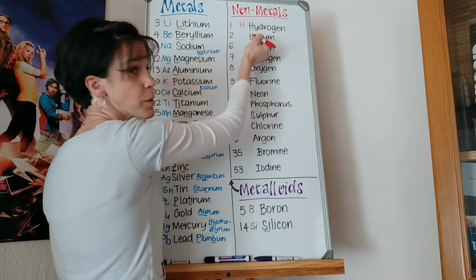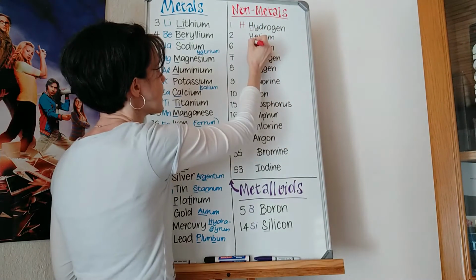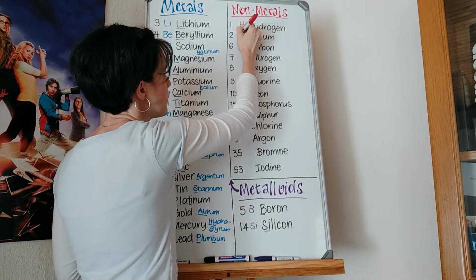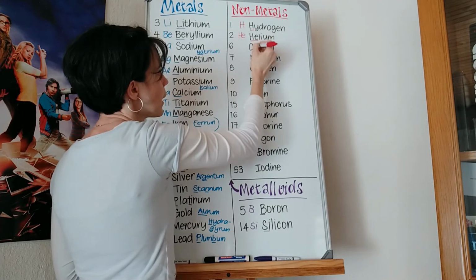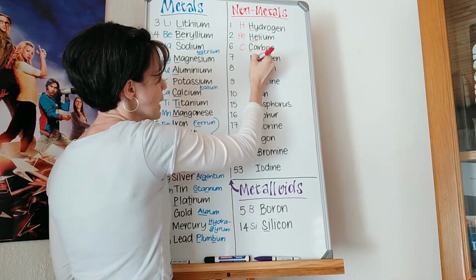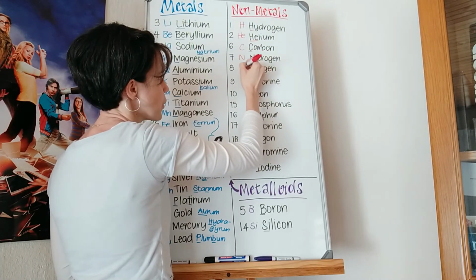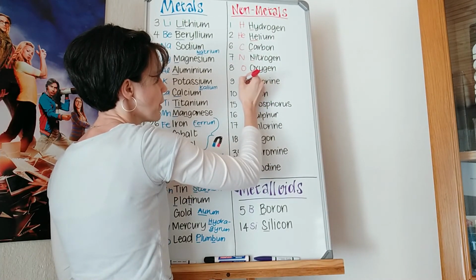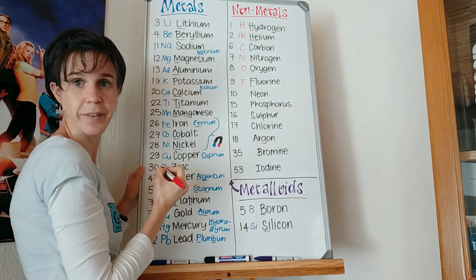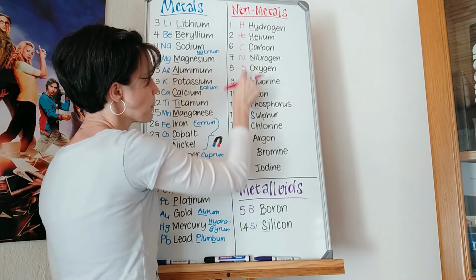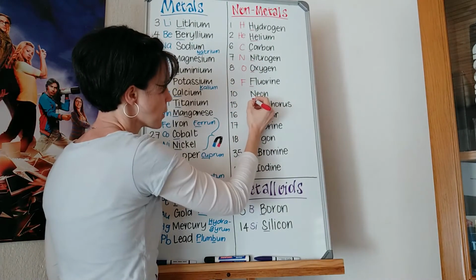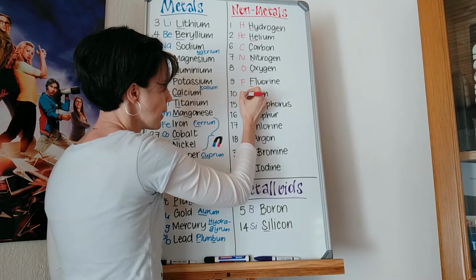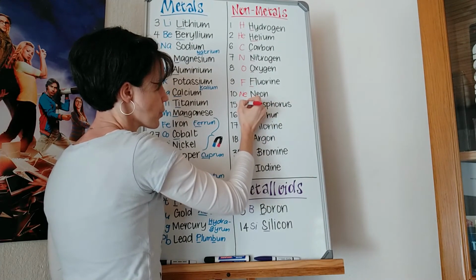Helium, however, the H was already taken, so now we need to go to the next letter, and so it becomes He. Carbon is just straightforward C, nitrogen N, oxygen O, fluorine F. So all of those are simply the first letter of the name. Neon now, the N was already taken in nitrogen, so now we need to go to the next letter, so we go Ne. Phosphorus is just a straightforward P.